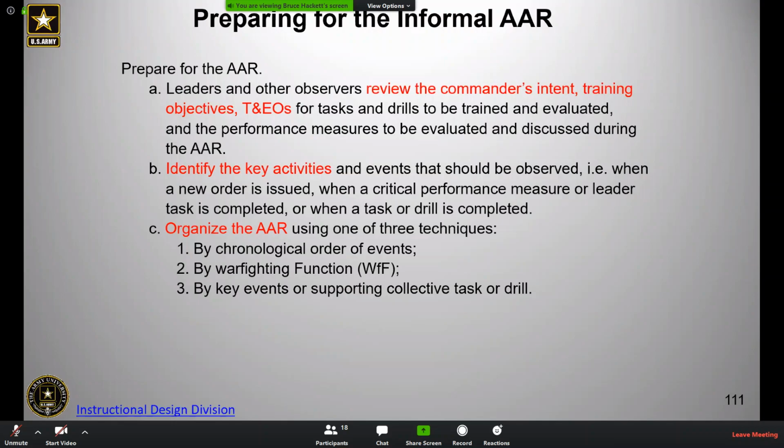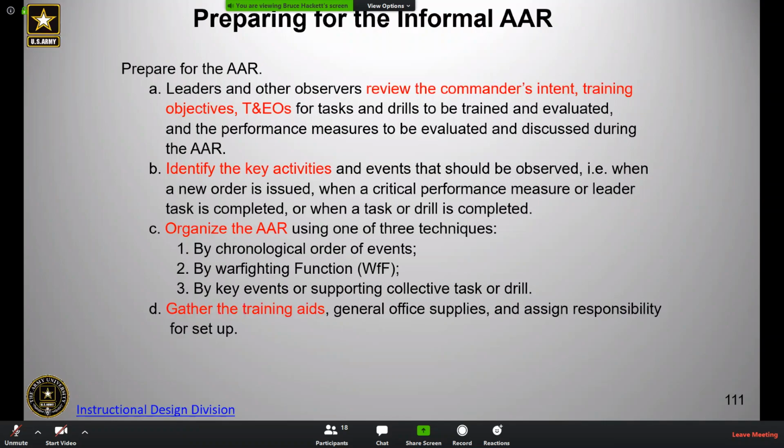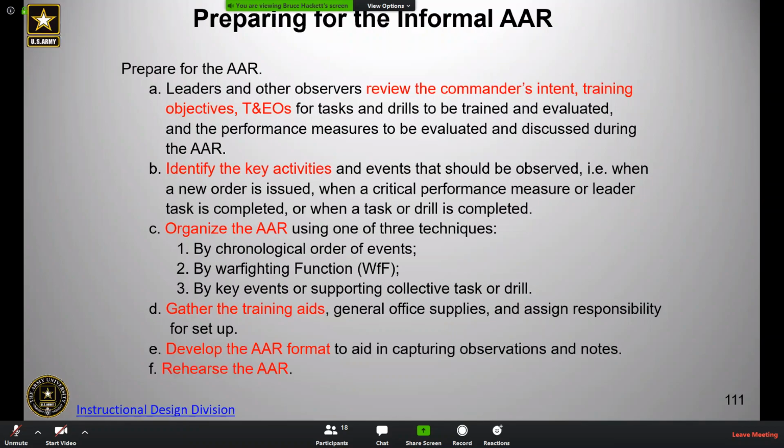using one of the 3 techniques, by chronological, by warfighting function, or by key events, and gathering training aids, general office supplies, and assigning responsibilities for setup. Developing the AAR format to aid in capturing observations and notes, and rehearsing the AAR. That's preparing. Remember, you have to have some recorder capturing what's happening during the AAR, especially the comments from higher headquarters.